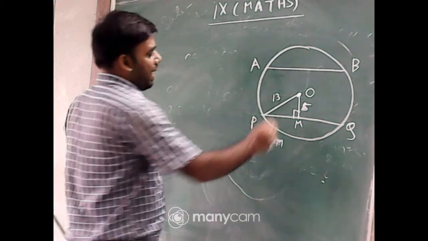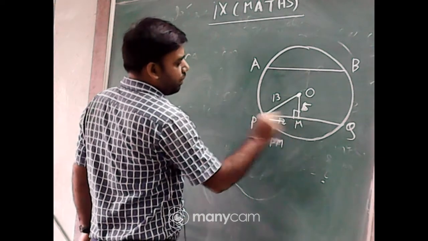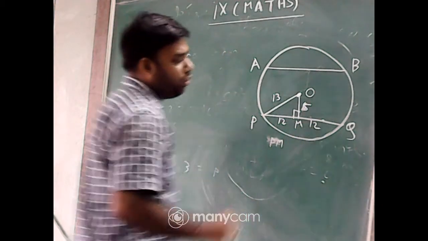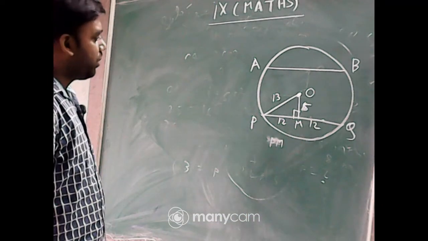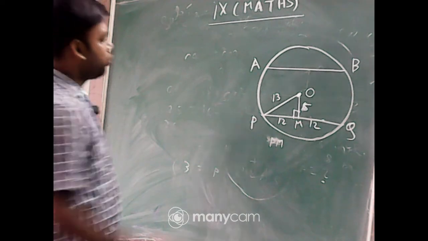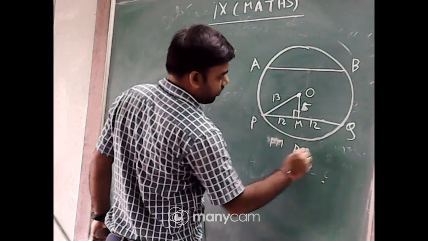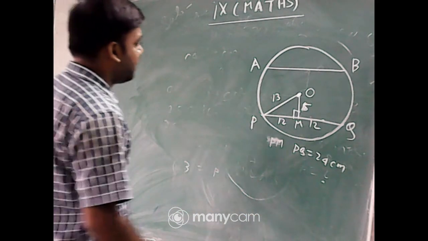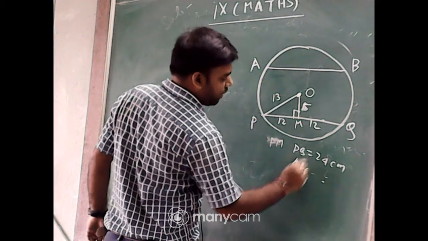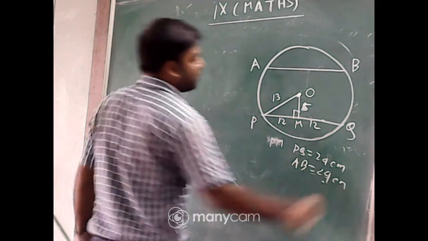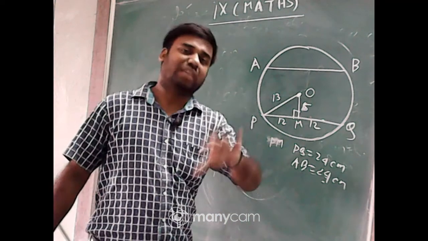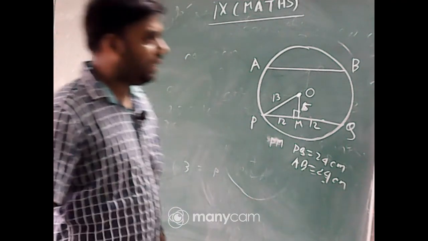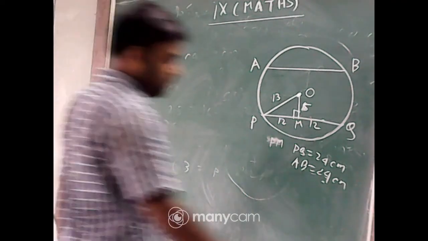Okay, listen. As it is 5, it will be 12. PM equal to 12. MQ also be 12. As MQ equal to 12, so total PQ length is 24 centimeter. PQ 24 centimeter means AB also be 24 centimeter. Why? Because PQ and AB both are at equal distance from the center O. That's why they have the same length.